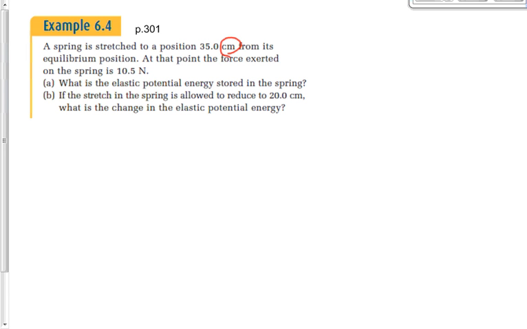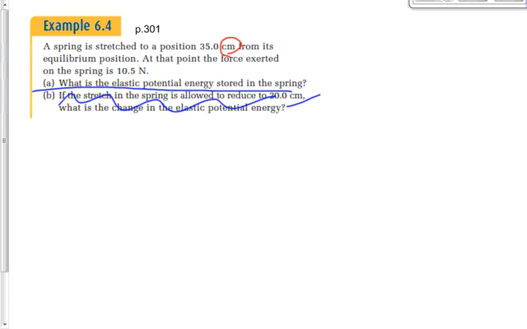So we've got 35 centimeters from its equilibrium position. At that point, the force exerted is 10.5 newtons. What's the elastic potential energy? And if the spring is allowed to reduce to 20 centimeters, what's the change in potential energy? That's a good question. It's not as trivial as you would think we'd start off with. All right, let's look at A first. Let's forget about reducing it to 20 centimeters. We'll deal with that later on.